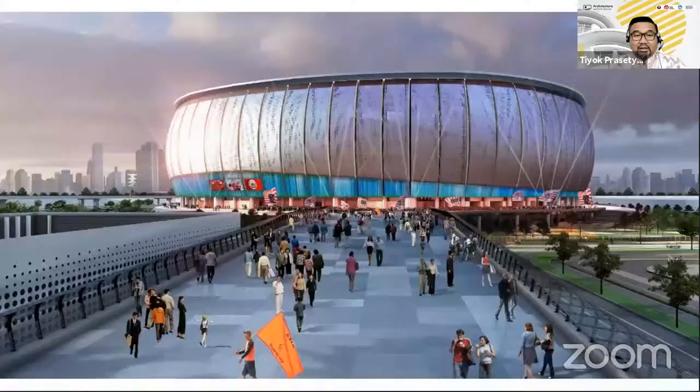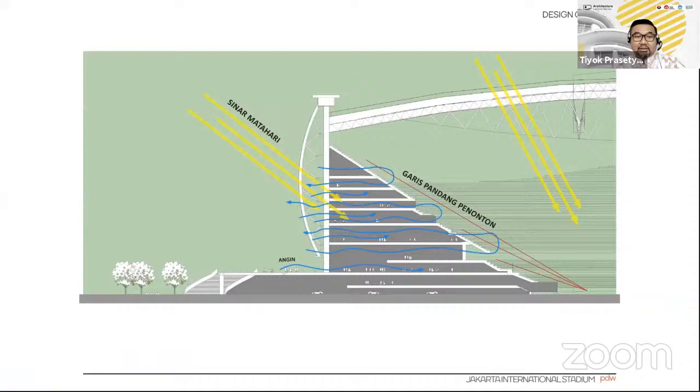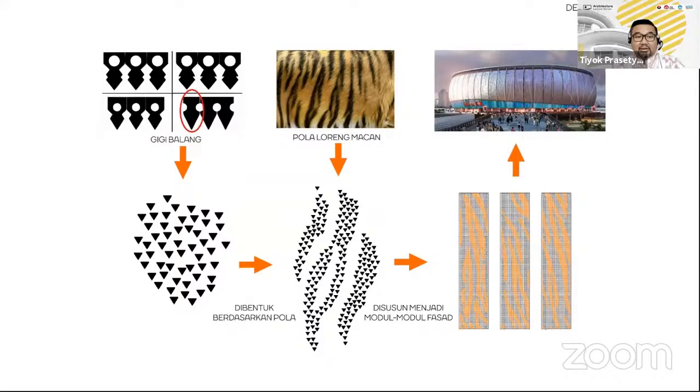Now it's transforming into this. Although it looks like it's covered, it's actually perforated, and the facade itself will bring the air movement inside. You can see from this diagram how we will bring the air and the light to the stadium, and the concept of the facade itself, how the perforation will match the Macan Kemayoran concept. It's like the tiger, one of our symbols for the Jakarta Football Club.